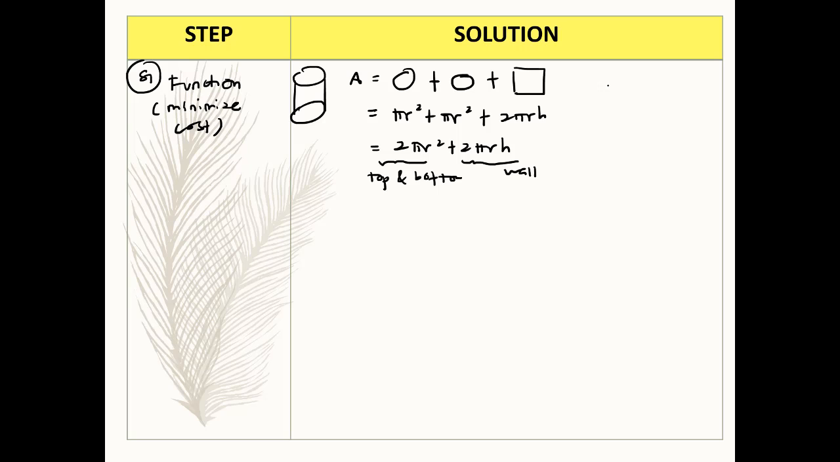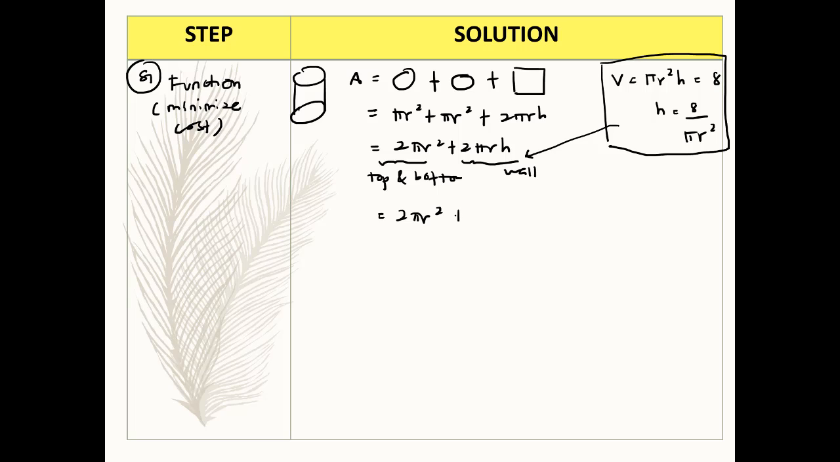And then we need to find the height, from the volume of the cylinder. Pi r square h equals 8, and then we got the value of h, which is 8 over pi r square, and then we need to substitute into the formula, into the function. So we got 2 pi r square plus 2 pi r times 8 over pi r square, and then we got 2 pi r square plus 16 over r.